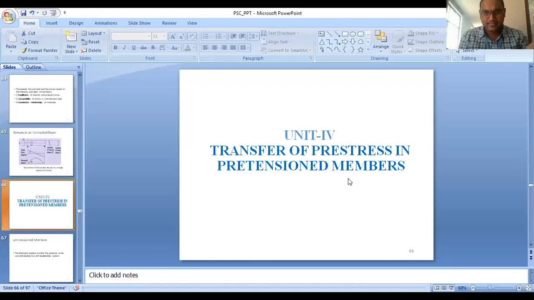I think I have shown you many videos and many images also, where there will be a casting bed. First we insert the strand, and it is pulled and anchored at both ends. After anchoring, what do we do? We pour concrete into the casting bed. After concrete attains its strength, so after that, it's the curing period. To make curing fast, we are going to do steam curing. When you do steam curing, the concrete will attain its strength within hours.